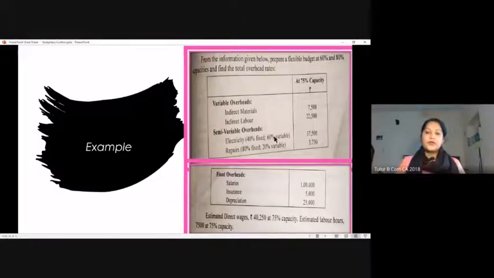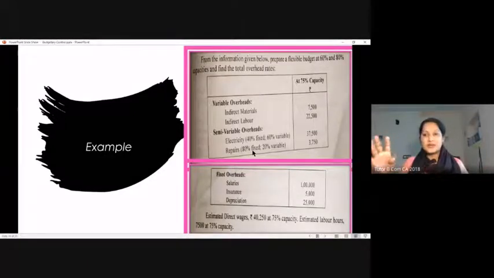Same with respect to repairs also. 80% is fixed and 20% is variable, which means 80% remains the same for 75% capacity utilization, 60% capacity utilization, and 80% capacity utilization. The remaining 20% will vary between 60%, 75%, and 80%. Now we are given how we can find out with 75%. We have to go with computation of 60% and 80%.